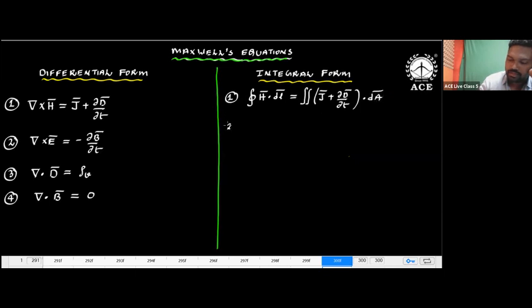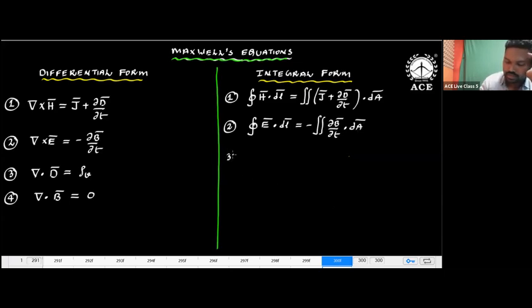Next, number 2: closed line integral of E·dL is equal to minus surface integral of ∂B/∂t·dA.